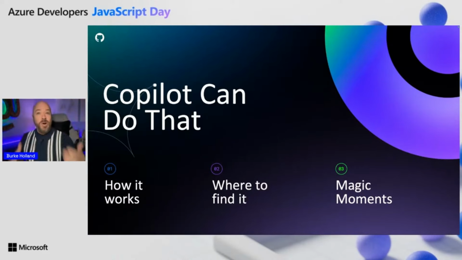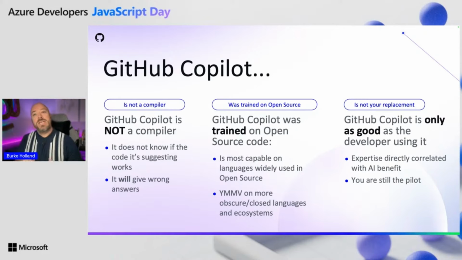First, before we do that, I need to make some disclaimers. GitHub Copilot is not a compiler. It does not know if the code that it's suggesting works. It doesn't know how to code, right? People have said before that these AIs are really just powerful autocompletes, and that is true, although we could say the same thing about the human brain. But you just have to understand it isn't thinking per se. It is just anticipating the next word. So it will give you wrong answers. A lot of times we say Copilot may give wrong answers. Copilot will give you wrong answers, 100% guaranteed. And you're going to see that today as I try to demo this live for you.